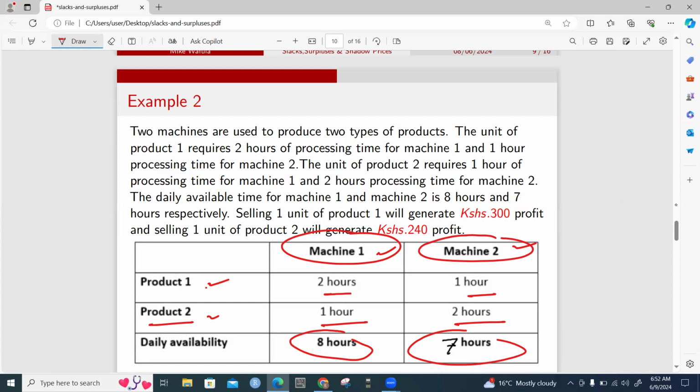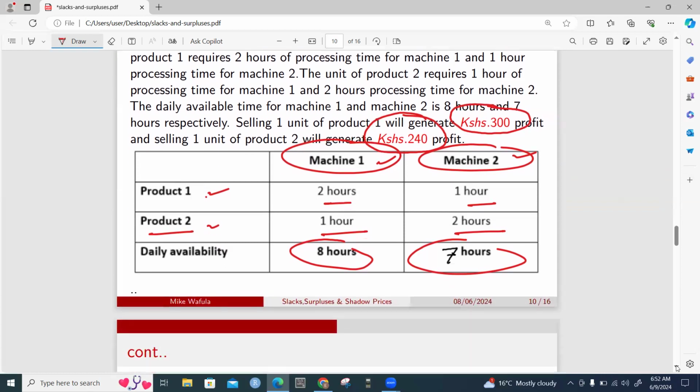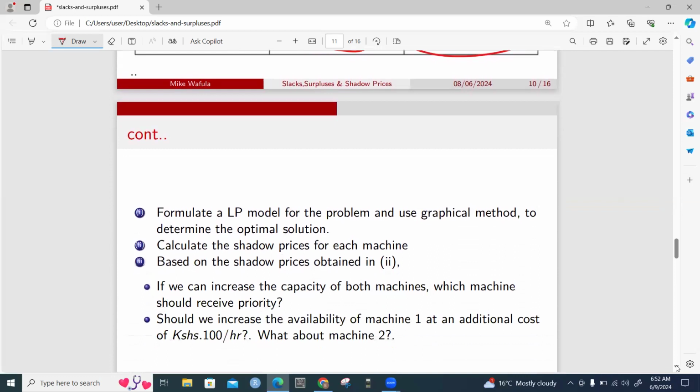We have been told that a single unit of product one fetches a profit of 300 shillings for this particular company, and a unit of product two fetches a profit of 240. So this is a linear programming problem. We are asked to formulate a linear programming model for this and use a graphical method to find the optimal solution, and then calculate the shadow price for each machine. Then based on the shadow price, we also respond to the rest of those questions.